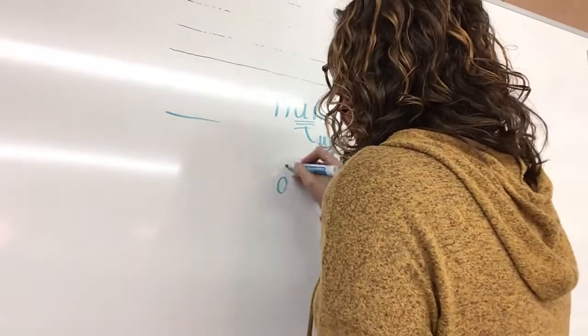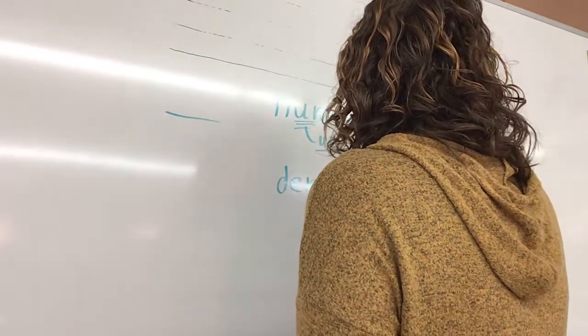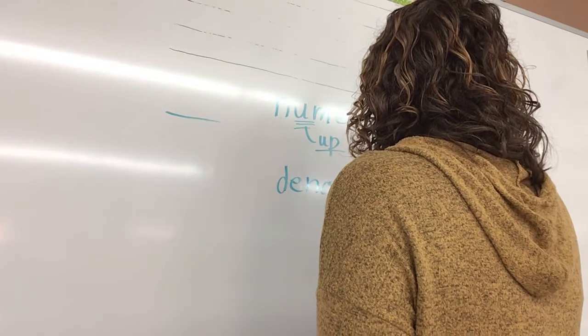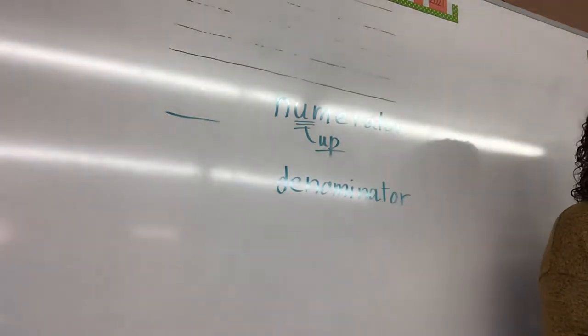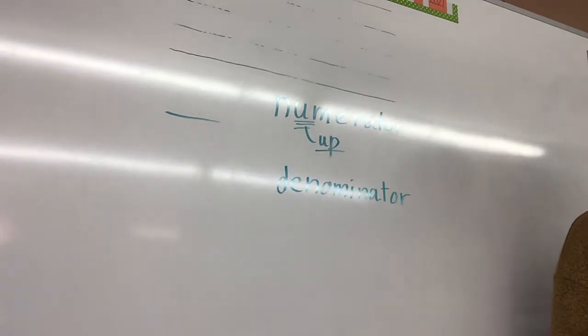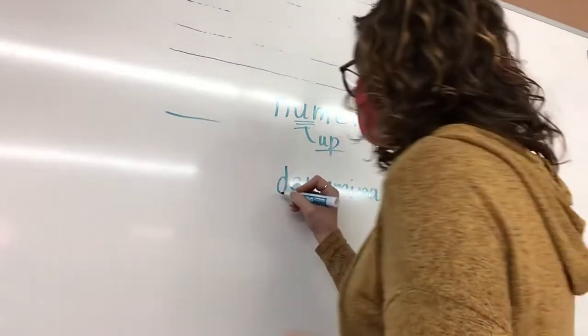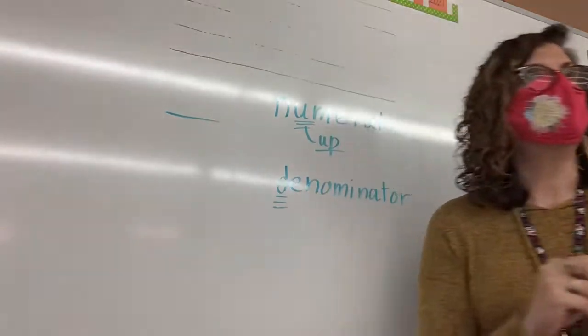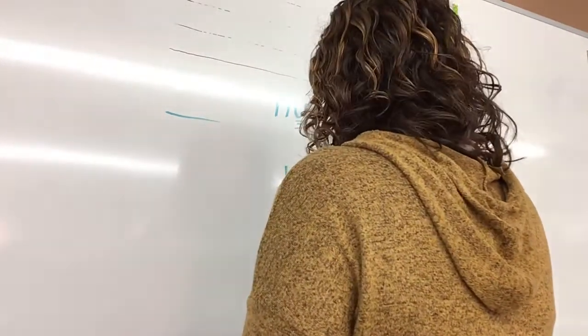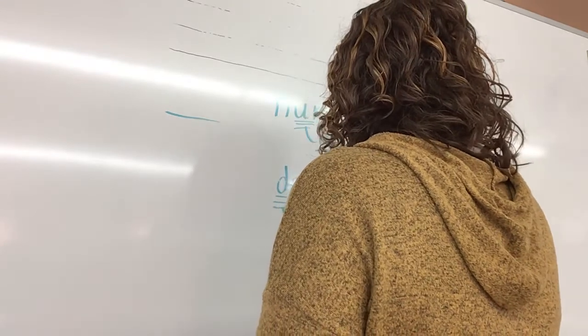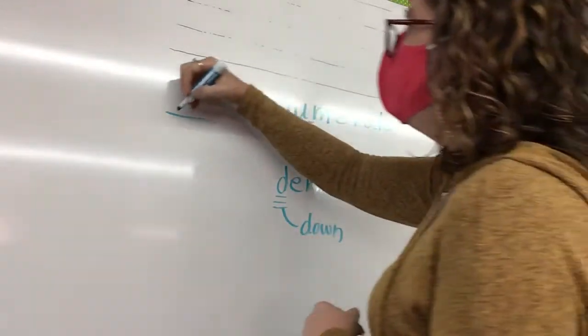And the other one is your denominator. Denominator, what did I tell you for that? Owen? It's at the bottom. That's not what I told you for your hand. Oh. Denominator is down. I told you the D should make you think of the word down. So the denominator is down.